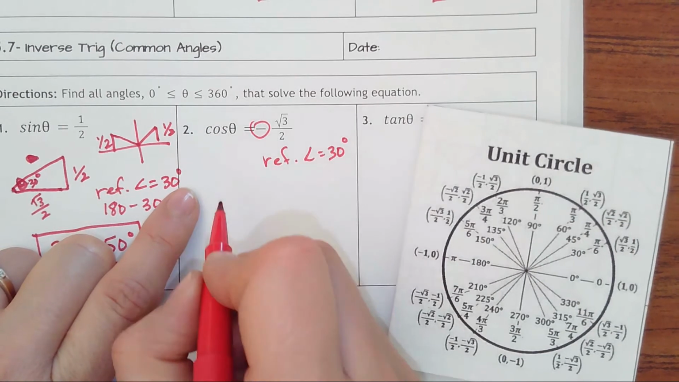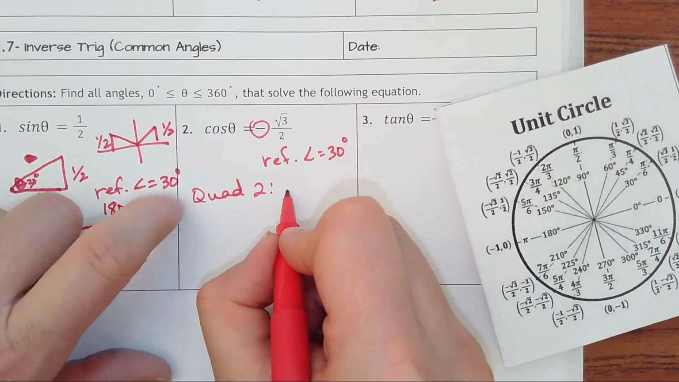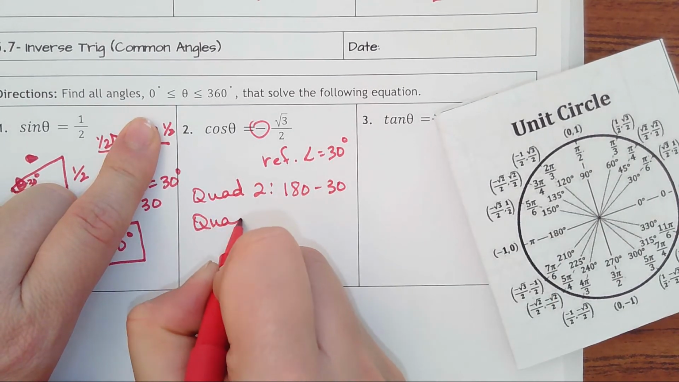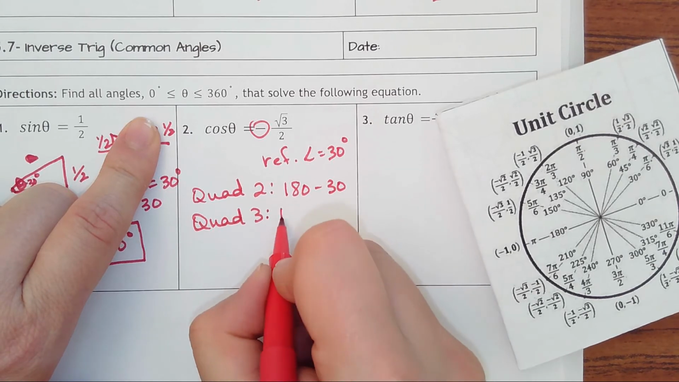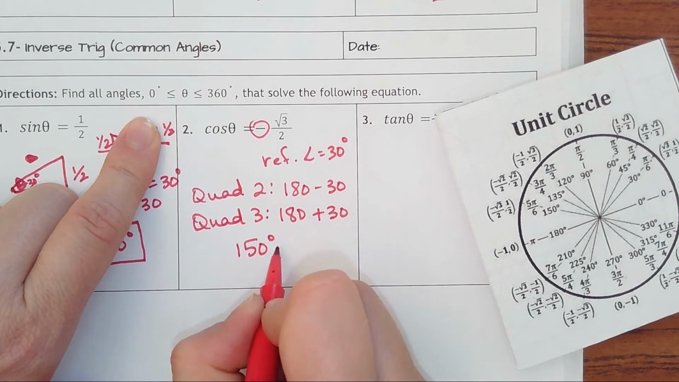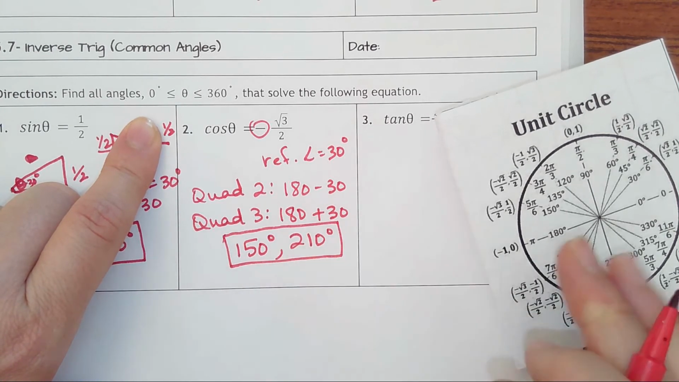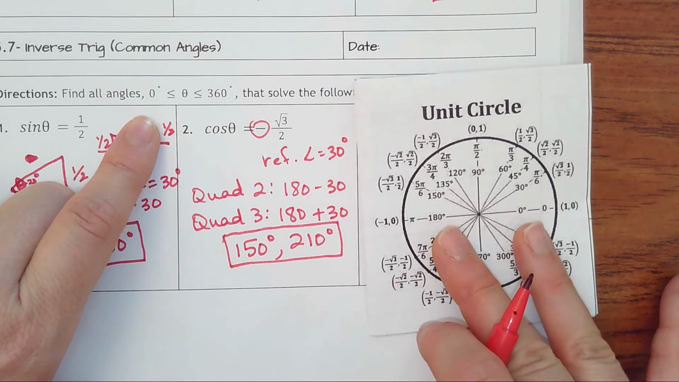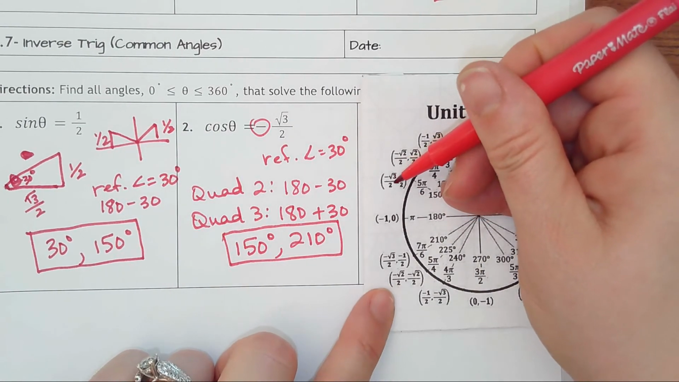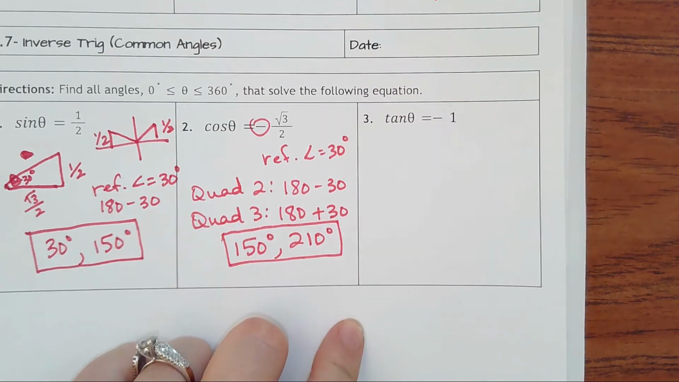In quadrant 2, you would have your 180 minus 30. In quadrant 3, you would have 180 plus 30. So we would get 150 and 210. So that's how to figure out without this. With this, I would find where x is negative square root of 3 over 2, which is here and here at 150 and 210.